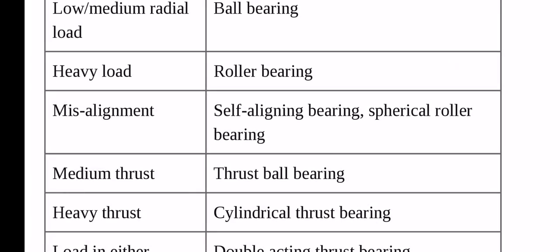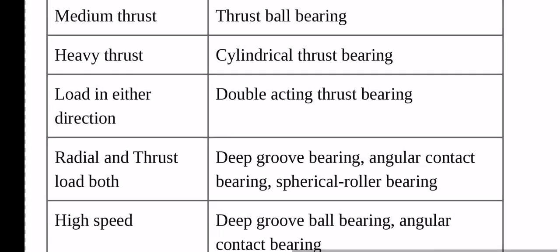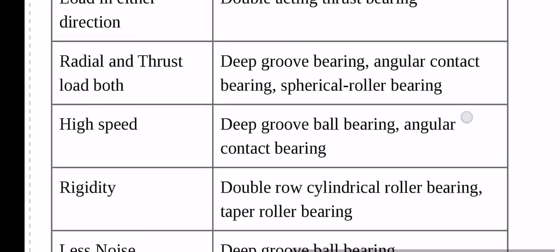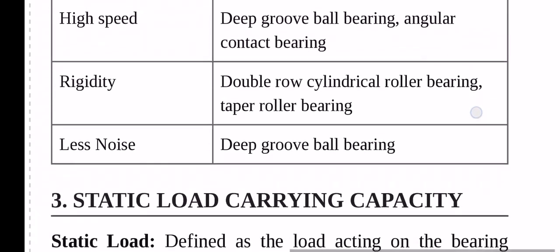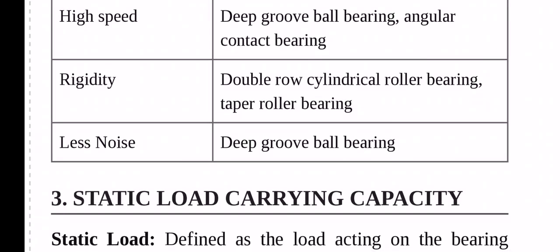Medium thrust: thrust ball bearing. Heavy thrust: cylindrical thrust bearing. Load in either direction: double acting thrust bearing. Radial and thrust load both: deep groove bearing, angular contact bearing, spherical roller bearing. High speed: deep groove ball bearing, angular contact bearing. Rigidity: double row cylindrical roller bearing, taper roller bearing. Less noise: deep groove ball bearing.